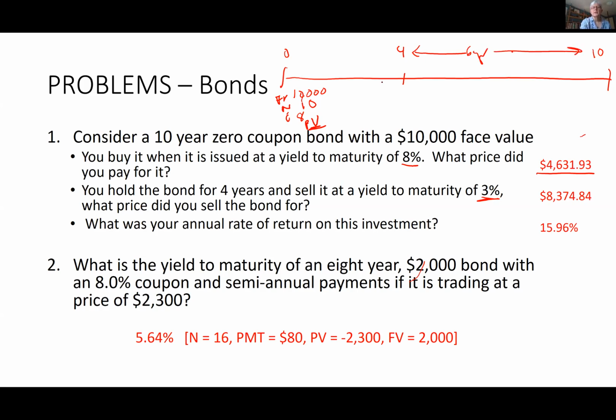So the price at this point is going to be based on a future value of 10,000. N at this point is 6. I is 3. And you solve for the present value. And you get 8374.84.